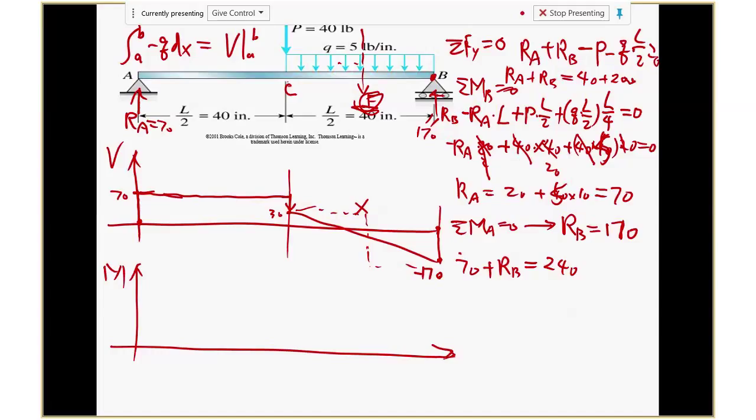Start at 0. All right. Straight up or down? Up, because this is positive area. So you go up, right? Now, where do you end? Here. What's the value here?